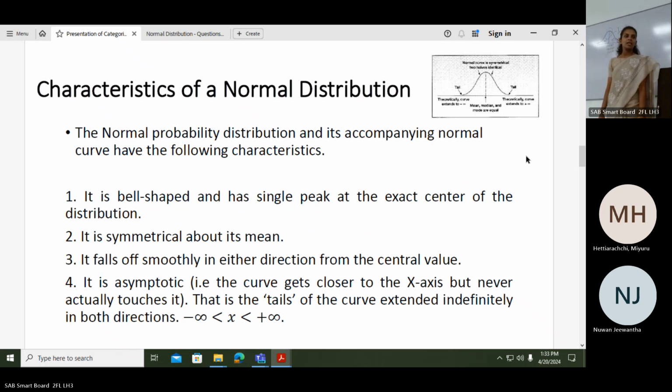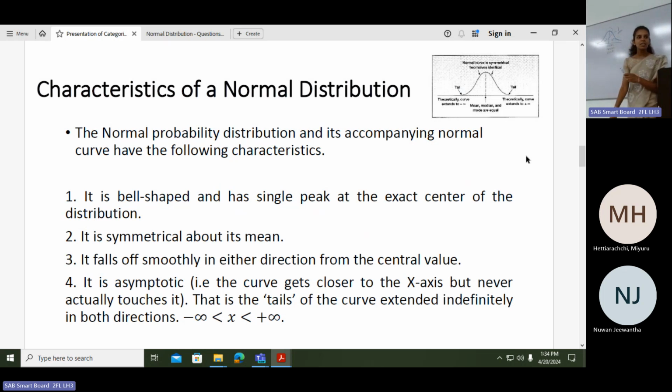Under this center point, it falls off smoothly in either direction from the central value. It falls off smoothly, now in here.